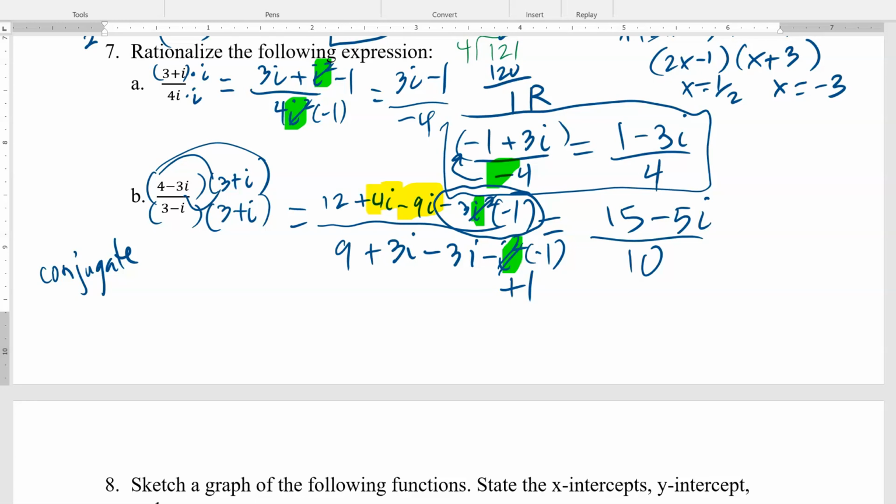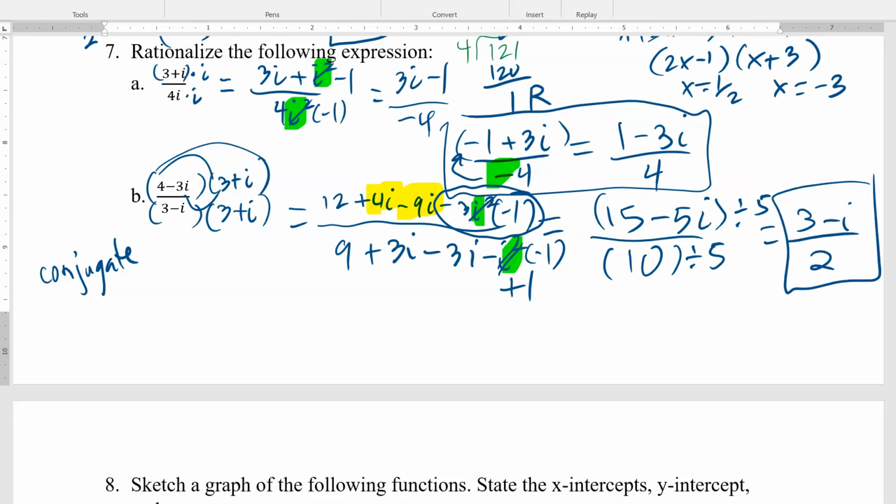Now this is not a complete answer, 15 minus 5i over 10. The top and bottom are both divisible by 5, leaving us with 3 minus i over 2. And that's how I would leave that.